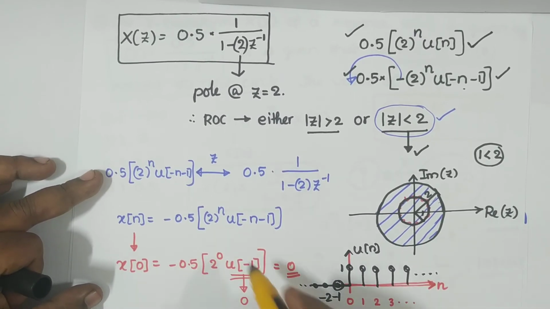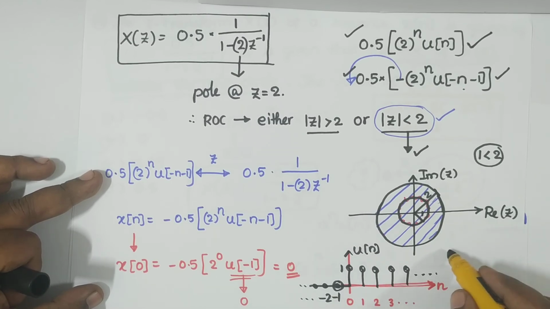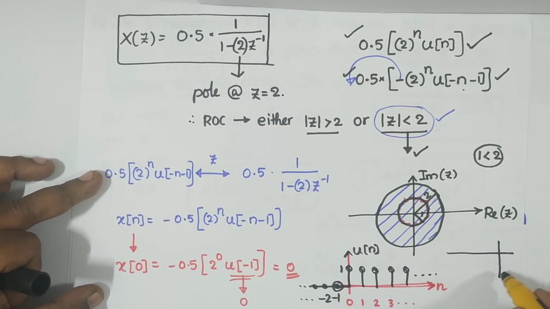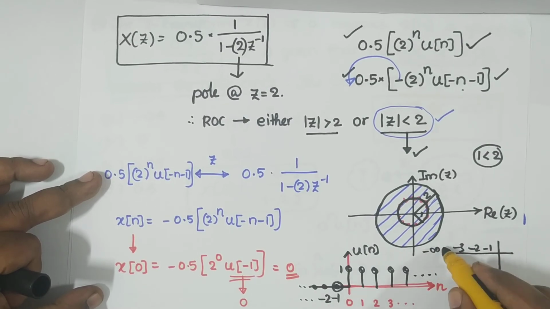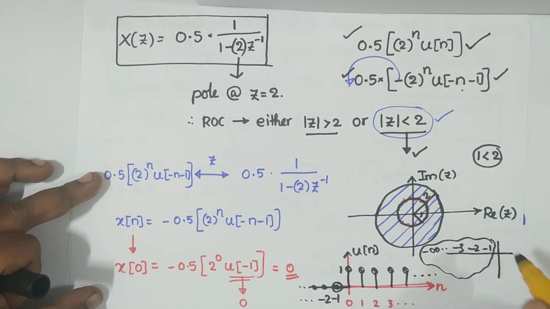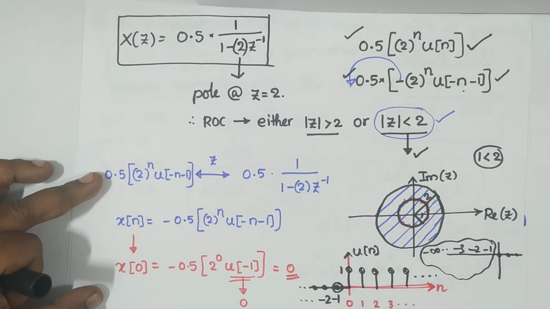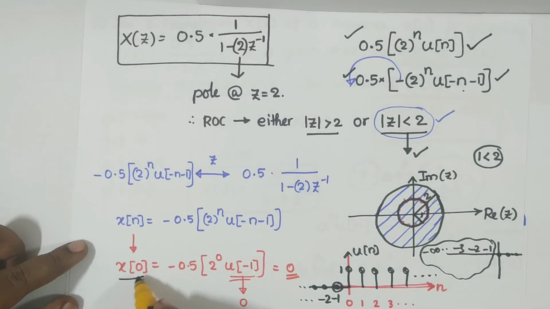Otherwise, this 2^n u[-n-1], how can you draw this? This is from minus 1, minus 2, minus 3. So you have samples from minus infinity to minus 1 like this. We have samples up to minus 1, and from 0, 1, 2, 3, and so on, you have no samples for your sequence. Therefore, finally we can conclude x[0] equal to 0.